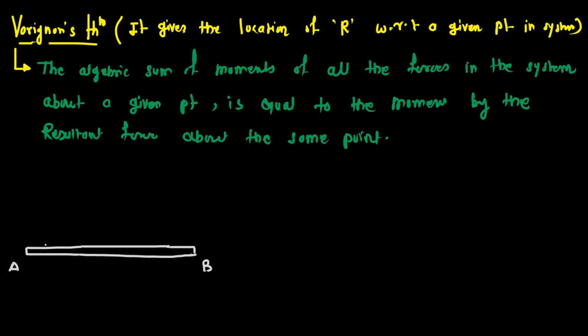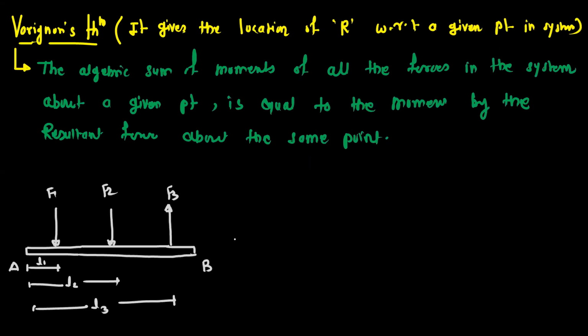So here we have one object AB. On this object there are three forces, F1, F2, F3. Their distances are given with respect to point A. So this is L1, this is L2, and this is L3. Now the resultant for this system we can find out by this formula, R is equal to summation F. Just observe the direction. I will consider F1 as 10 Newton, F2 as 20 Newton, and F3 as 30 Newton.